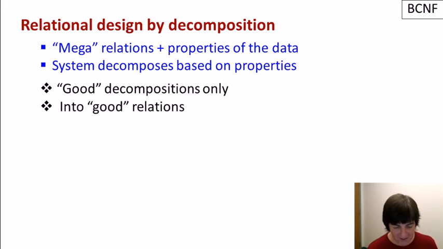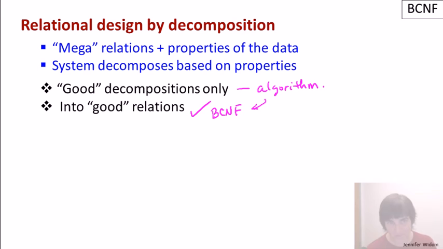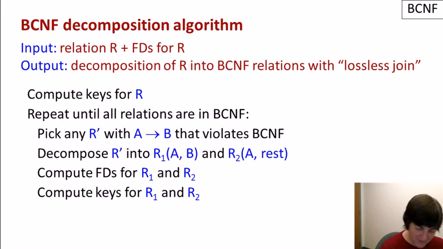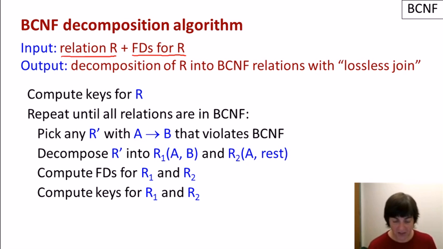So here we are again talking about our decomposition process. Now we know what good relations are. They are in BCNF. And we saw earlier what good decompositions are. So now we're going to give an algorithm that's going to perform good decompositions, and those decompositions are going to yield decomposed relations that are in Boyce-Codd normal form. So here's the algorithm. The input is a relation R and the set of functional dependencies for that relation, and the output is going to be our good decomposition into good relations.